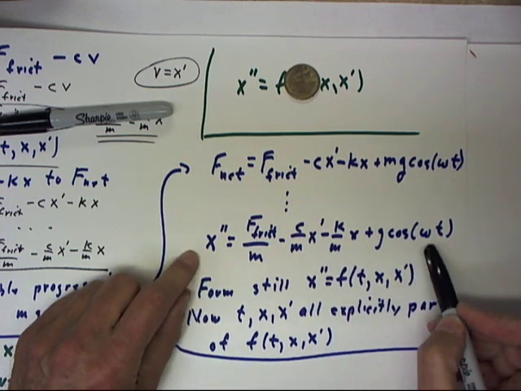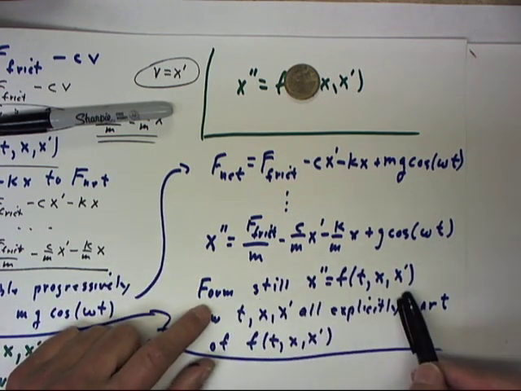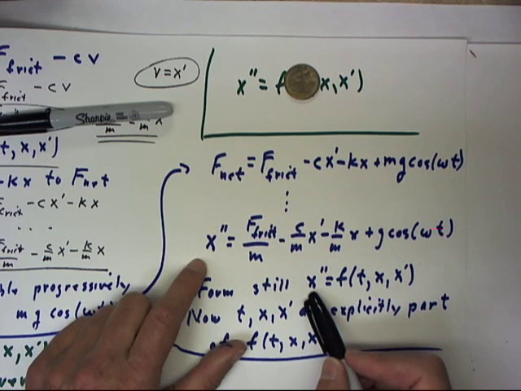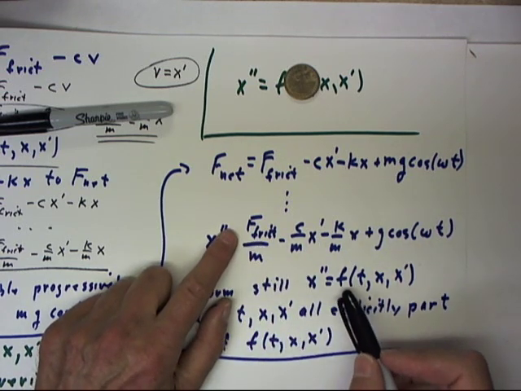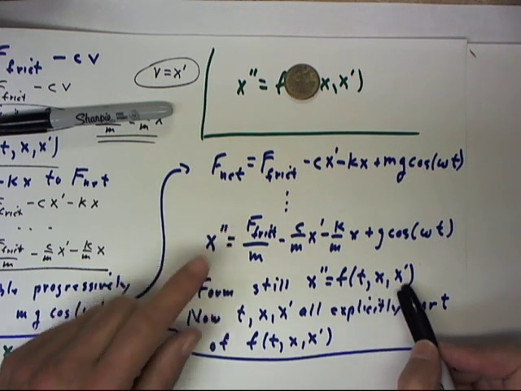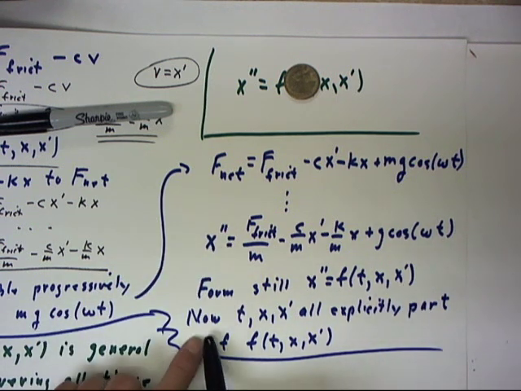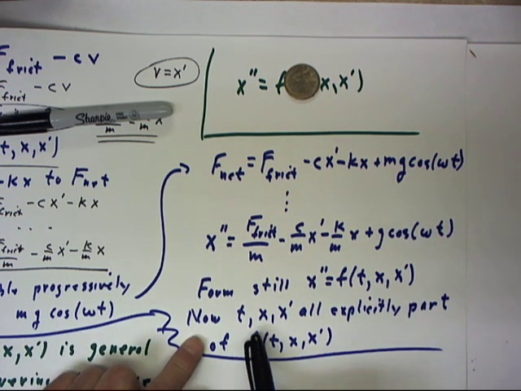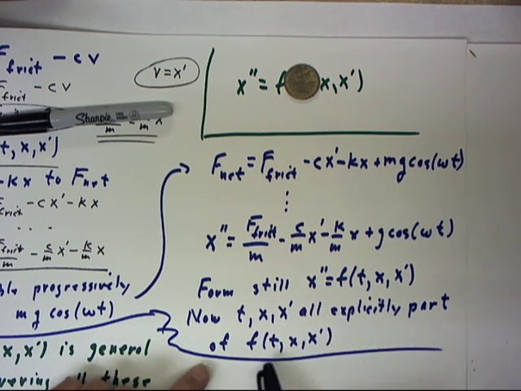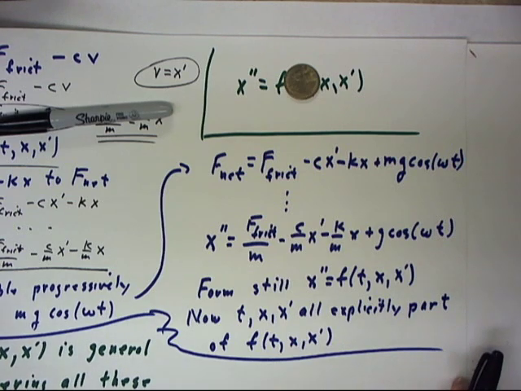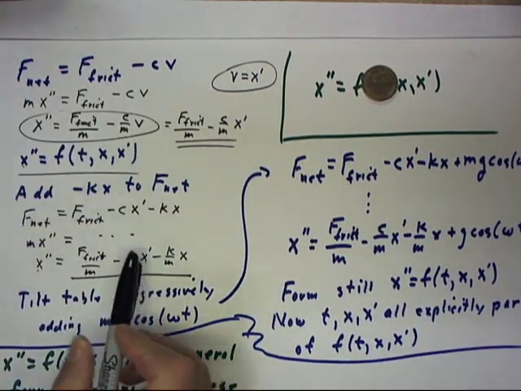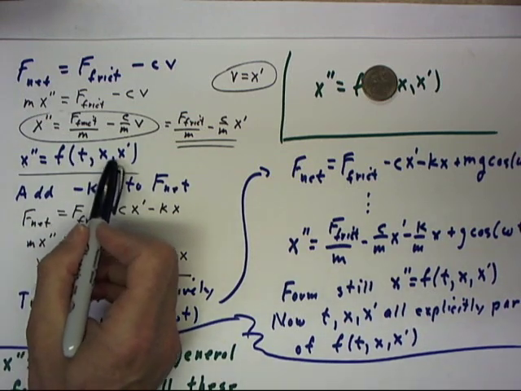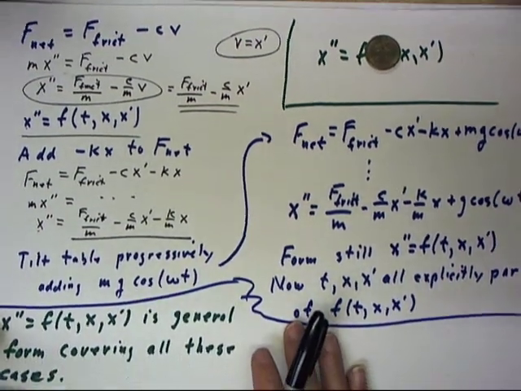And that's simple algebra. The point now is that the form of this function is still x double prime equals some function f of t, x, and x prime. And now in this example, t, x, and x prime are all explicitly part of the function f of t, x, x prime. Whereas in the preceding examples, t was absent here, and both t and x were absent here.